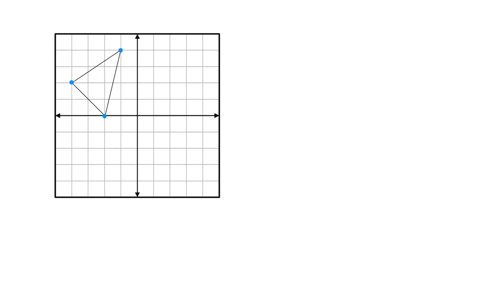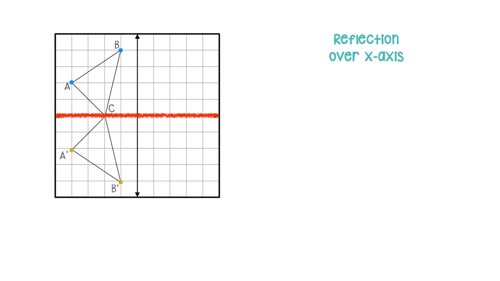Let's look at another type of reflection. Again, I have my pre-image ABC, and now I want to look at a reflection over the x-axis. So let me draw my reflection line there. And again, it's going to flip right over that line. If I were to fold this graph right on that red line, they would match up. And I have A prime, B prime, C prime.